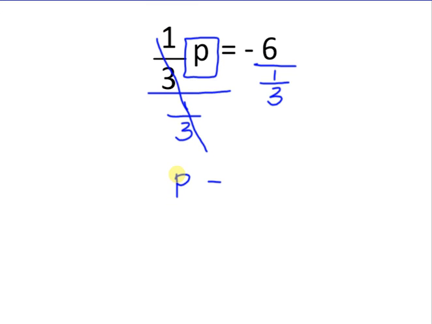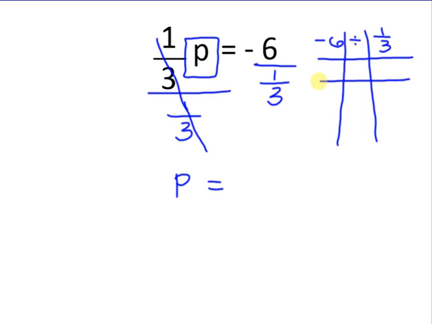I'm left with P equals, and over here we have a division with a fraction, and so it's just very simple. We need to do a keep change flip. So negative 6 divided by 1/3. Do your tic-tac-toe. Keep change flip. Negative 6 over 1 times 3 over 1. And that's going to be negative 18.